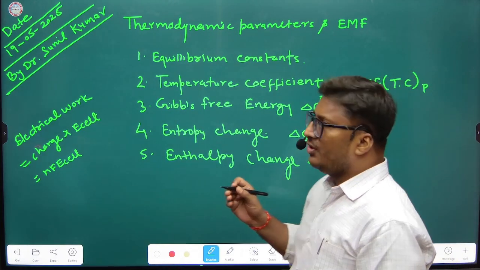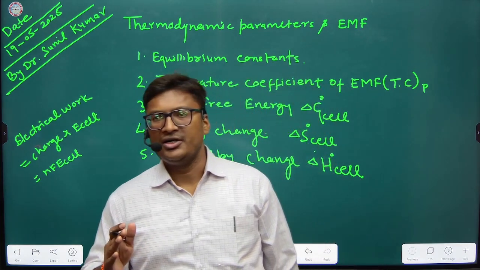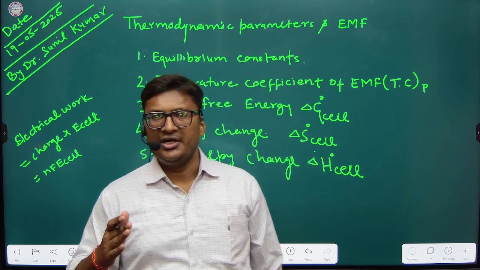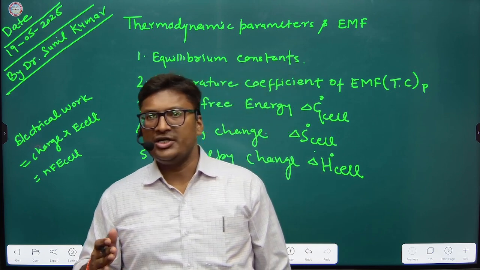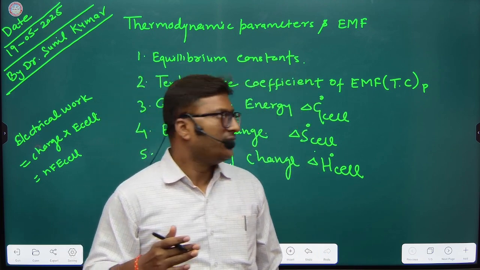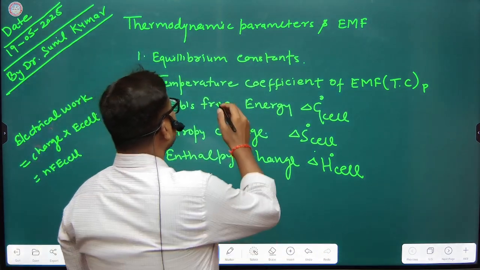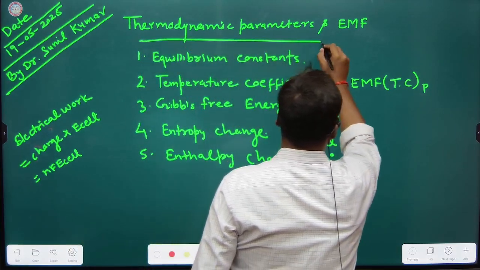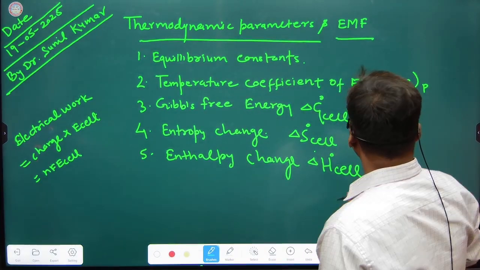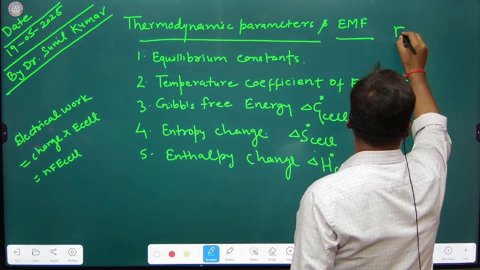So what you have studied in the previous lectures, that is the electrochemical series, right? The most important point in the electrochemical series is it gives us an idea about the standard reduction potential of particular elements, right? So today's topic actually involves thermodynamic parameters and their relation with electromotive force, that is cell potential, right? So this is called E cell.